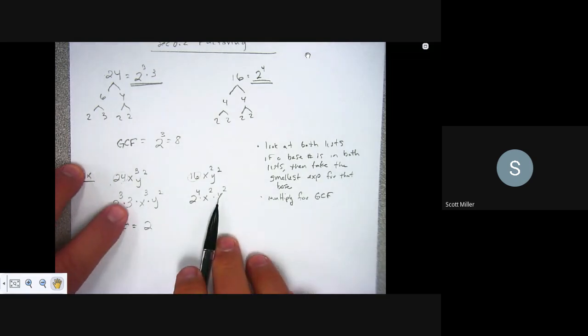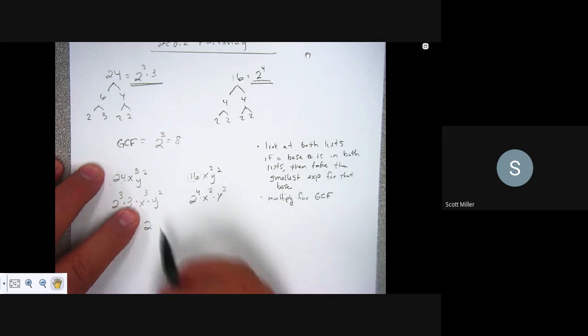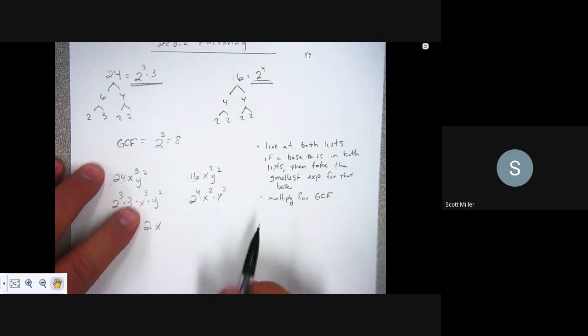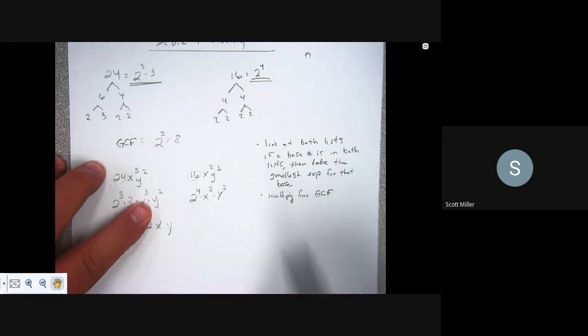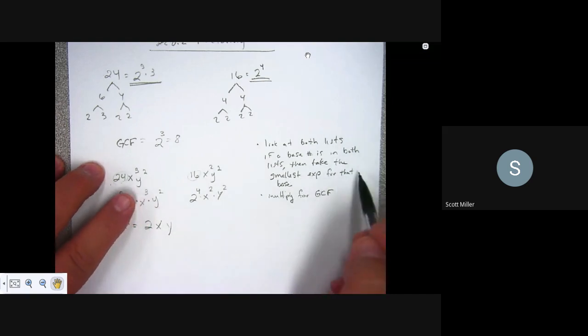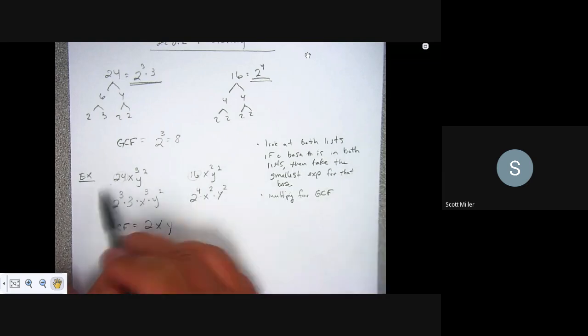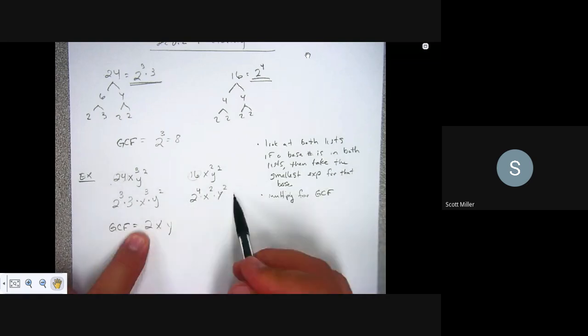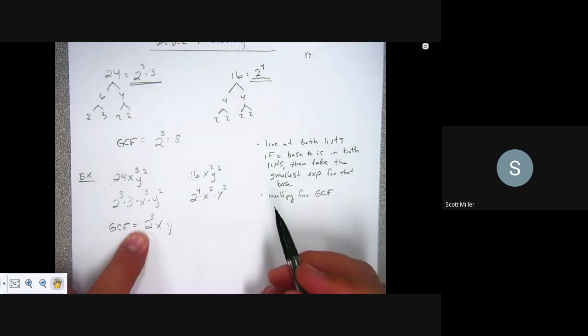Is there a 3 in both lists? No, move on. Is there an x in both? Yes, put an x. Is there a y in both? Yes, put a y. And then put the smallest exponent for each of these bases. On the 2, overall, what's the smallest exponent? Well, this is a 3, that is a 4, so 3 is the exponent.